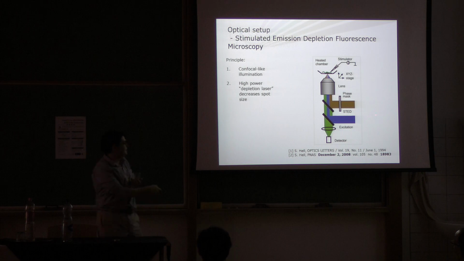But yeah, ignore my color. My color coding is varying on this slide. I'm going to blame PowerPoint for that. So normal illumination in blue, depletion in brown, and then fluorescence in green.